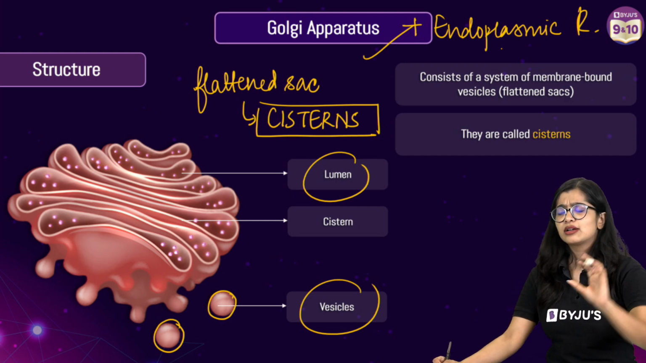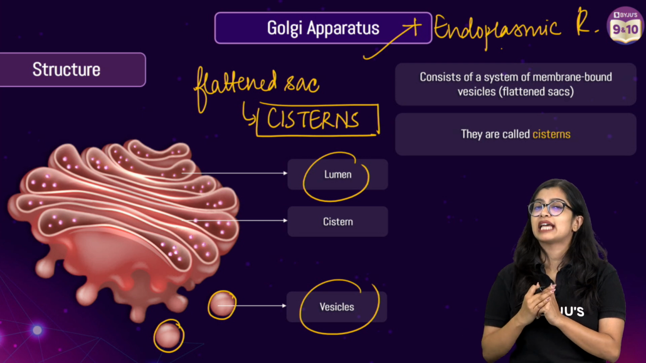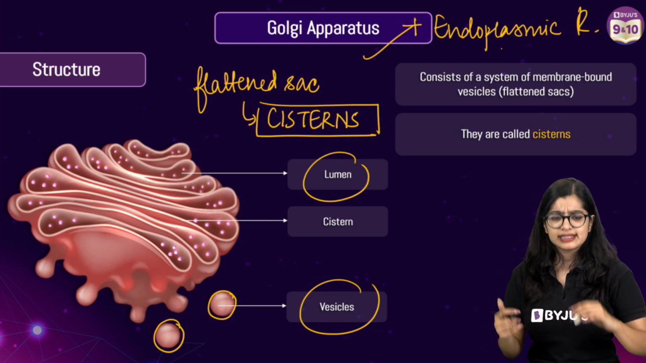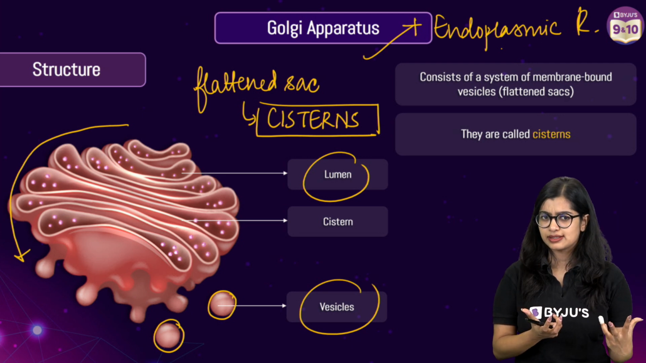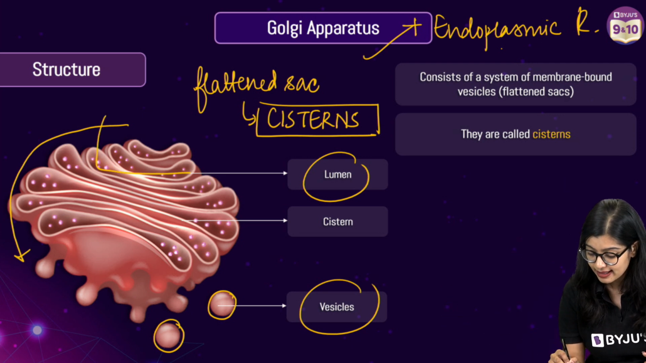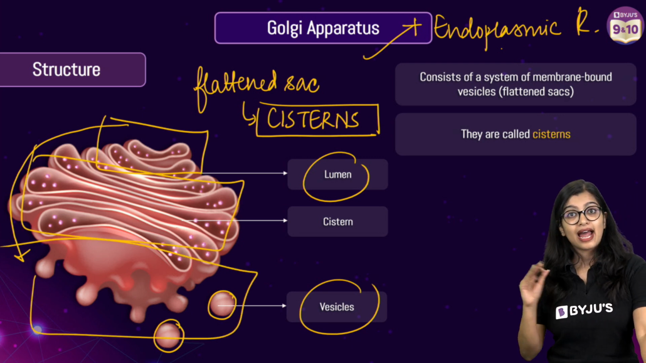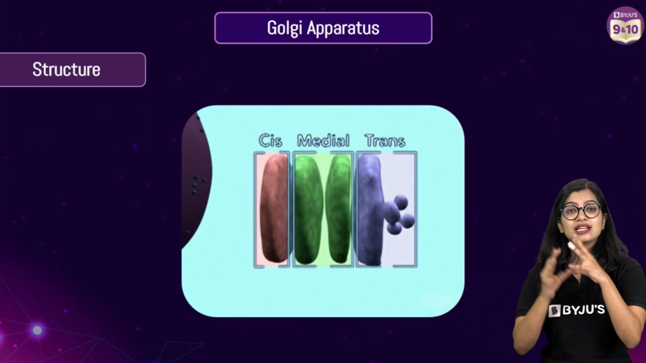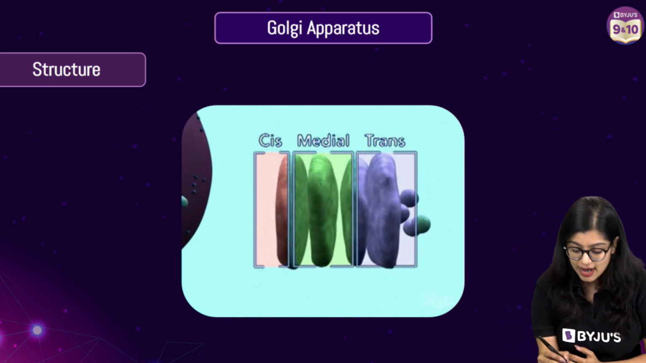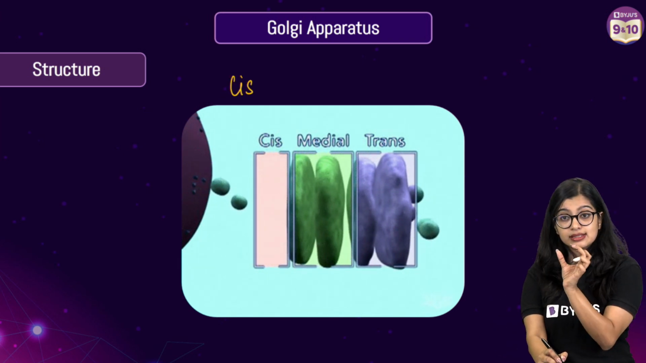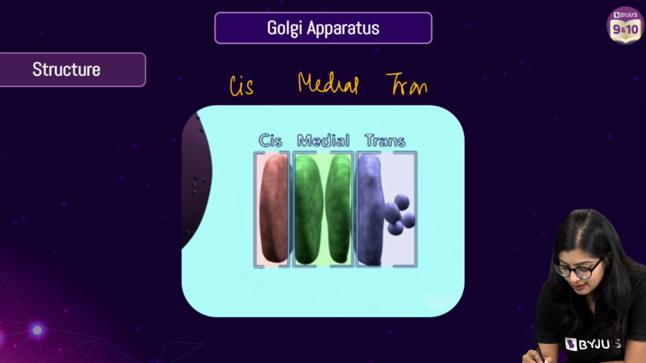Now let's go back to its structure. You see that it is not a uniform set of flattened sacs, right? We see that over the structure there are some slight differences, to a point where I can say that there are almost 3 compartments which are observed. If you look in detail, there are 3 compartments to the structure of a Golgi apparatus: the cisterns, then a medial compartment, and then a trans compartment.